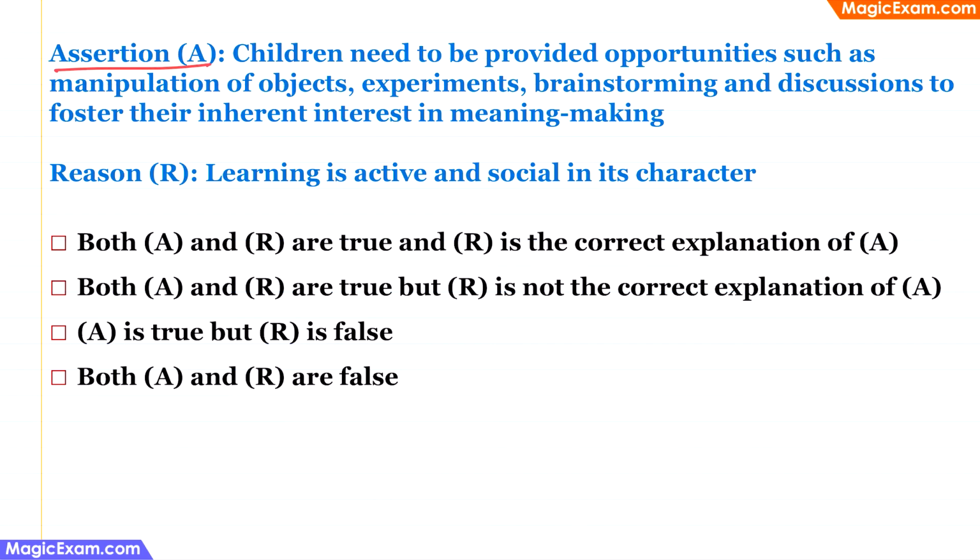Assertion A says that children need to be provided with opportunities such as manipulation of objects, experiments, brainstorming, and discussions to foster their inherent interest in meaning making. This is absolutely correct, because if children are just being given a lecture by the teacher, or if they are just given some books to read, then they will not be able to understand things fully, because they have to do things hands-on, because learning is hands-on and active.